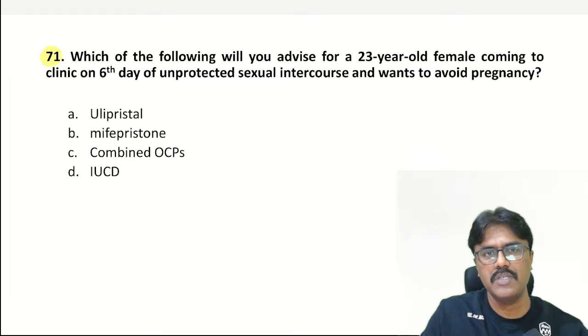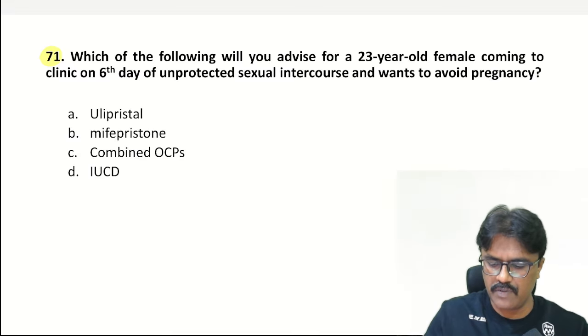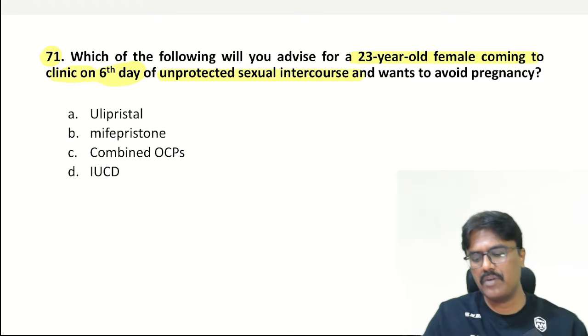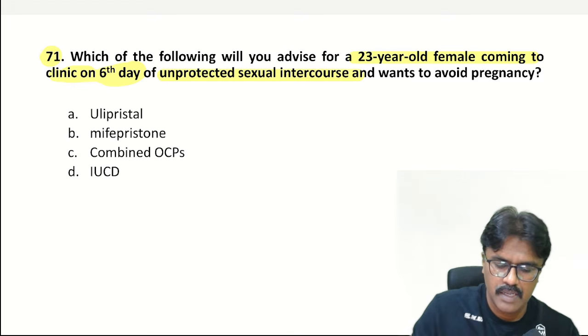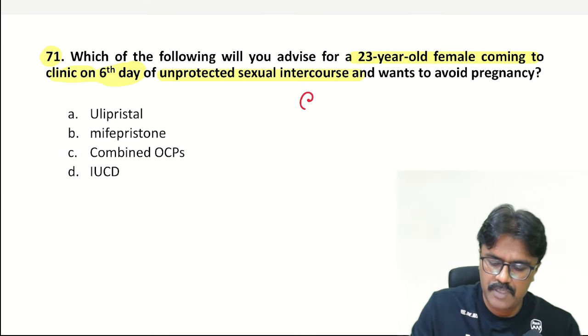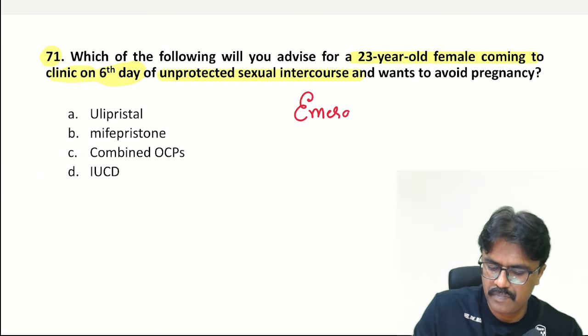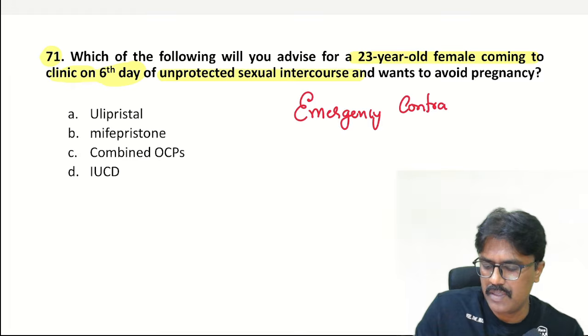Again your OBG question. Which of the following will you advise for a 23-year-old female coming to the clinic on 6th day of unprotected sexual intercourse and wants to avoid pregnancy? See, emergency contraception or post-coital pills, they are usually given within 72 hours.